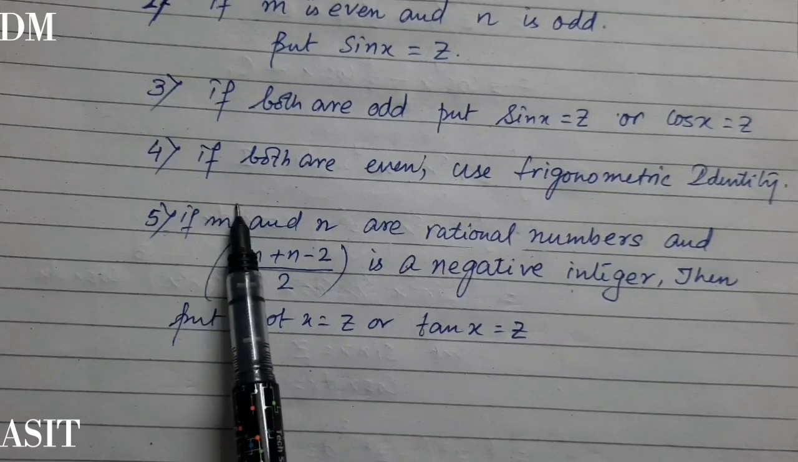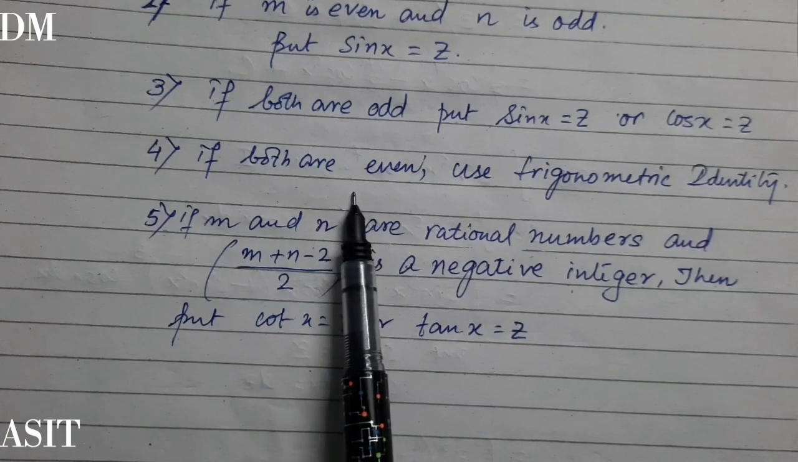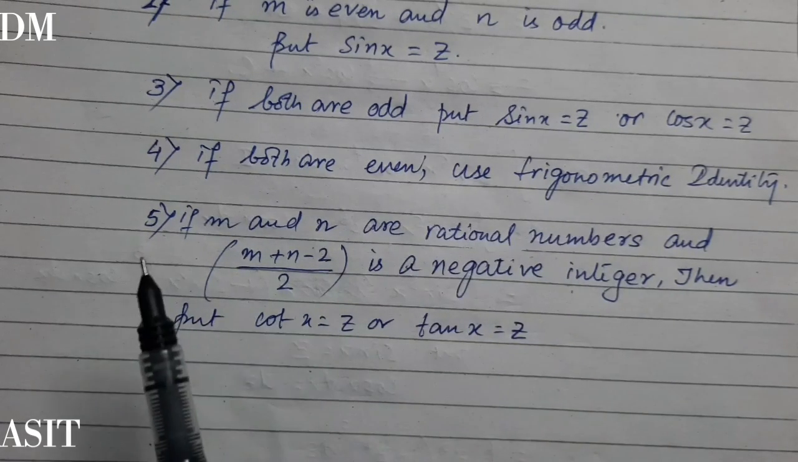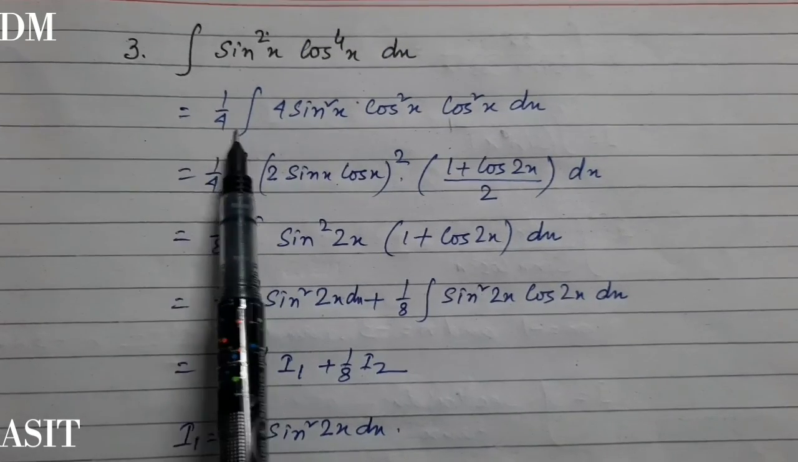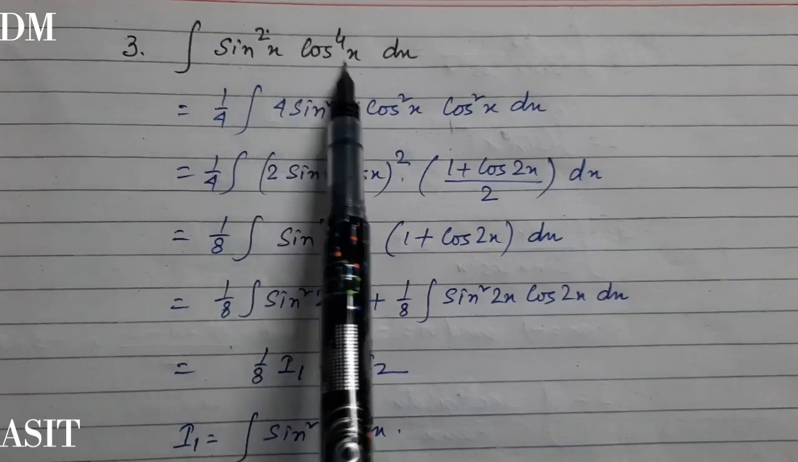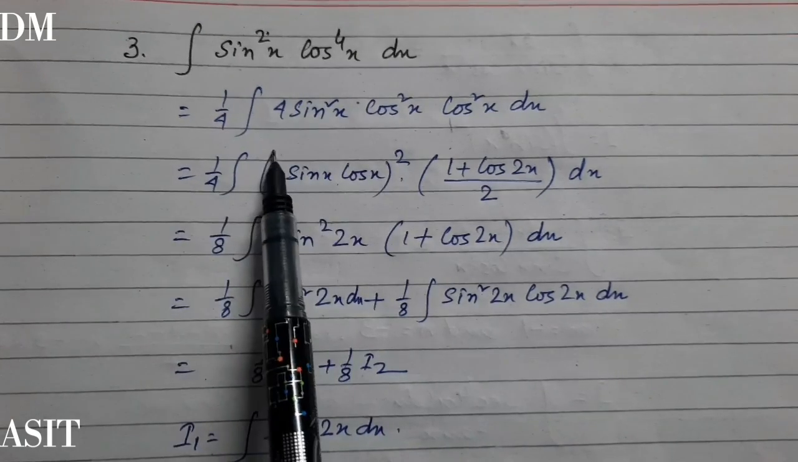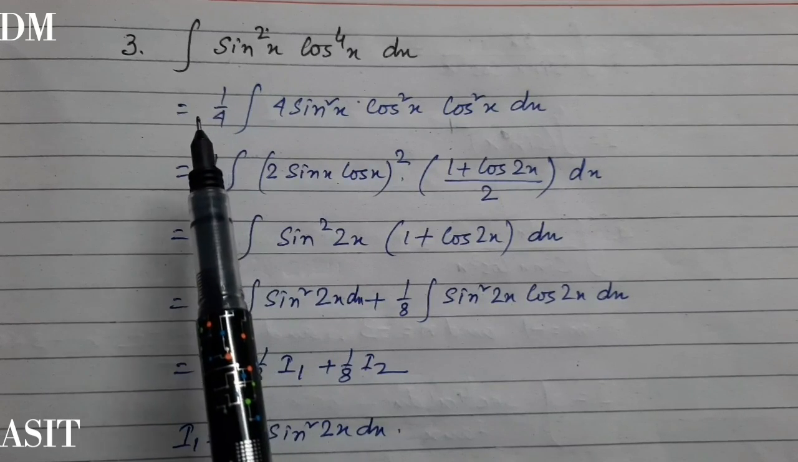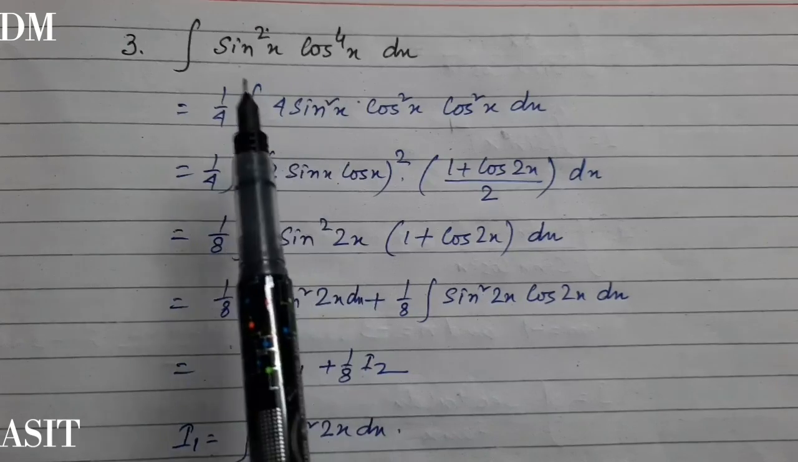Now the question is, when both are even, then what to do? When both are even, then we need to apply the trigonometric identities. Again trigonometry. Okay, so let's see the example. Integration of sine square x cos to the power 4x dx. Both are even. So let's see. Here I have to apply the trigonometric identities. So there are many identities. Let's see what kind of identity we can use.